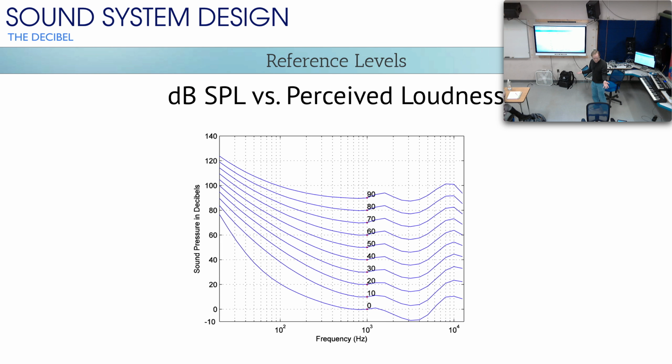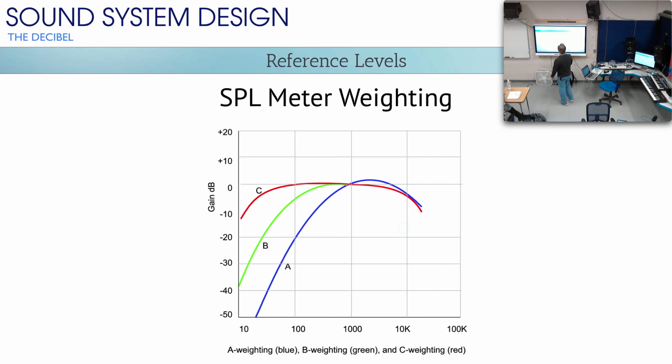Depends. So there's this thing called weighting curves, SPL weighting curves. If you've ever used an SPL meter, there's usually a button on it for weighting. It'll usually say A or C, and sometimes it'll give you a B as well. This is essentially an EQ for your sound pressure level meter.